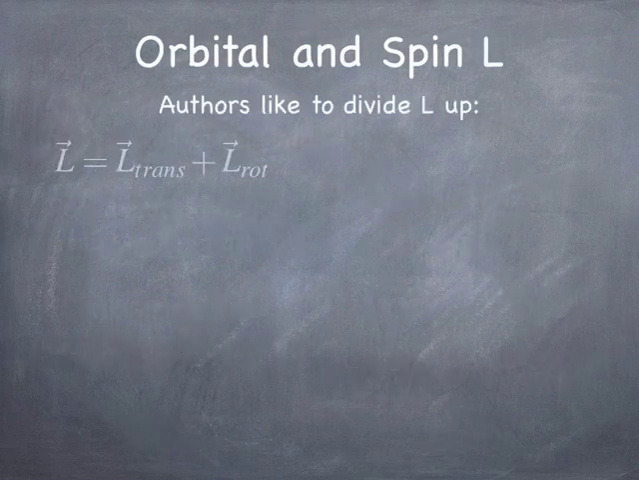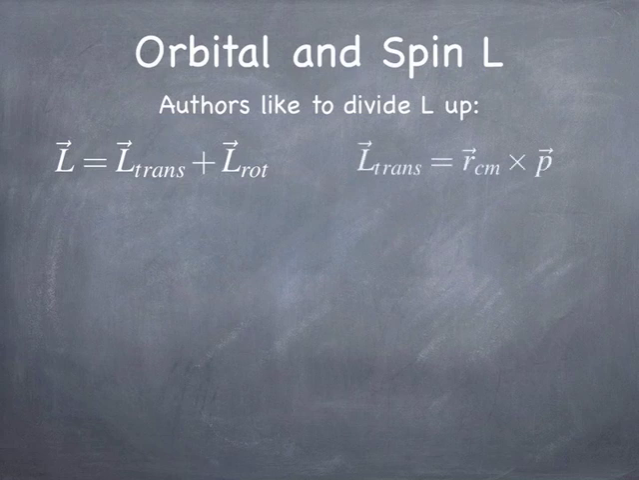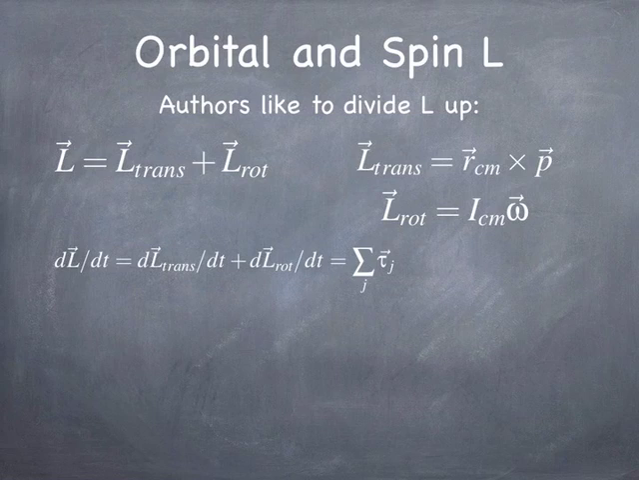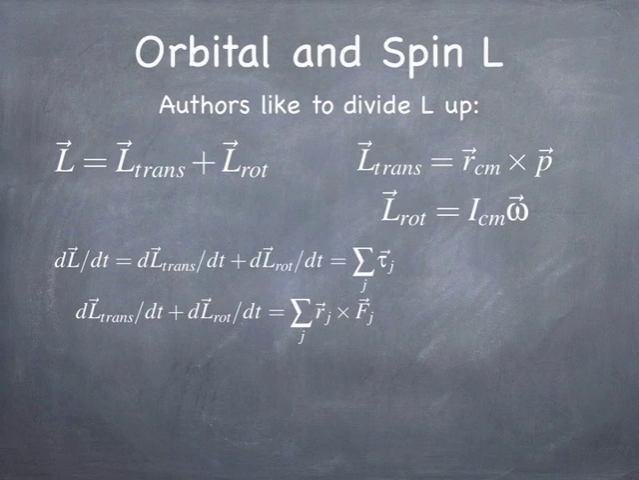So what we like to do is to divide the total angular momentum into pieces, translational and rotational. And the total angular momentum is, of course, the sum of the two. And you can see that the rate of change of that is equal to the total torque acting on the system.